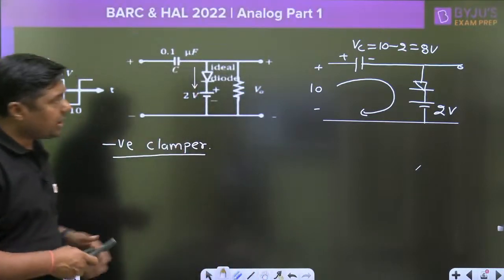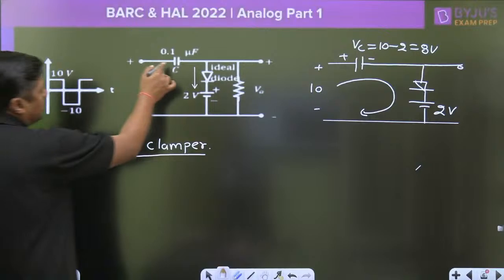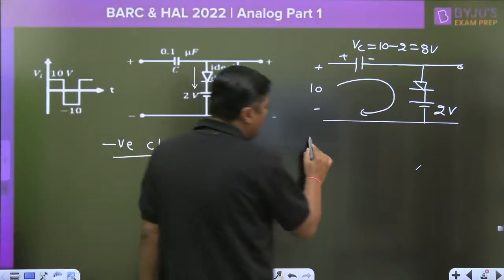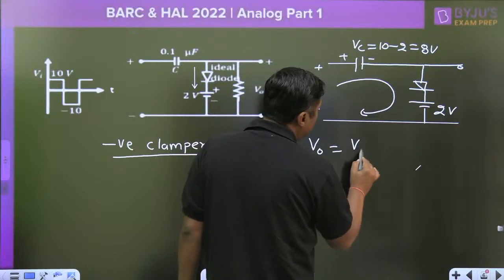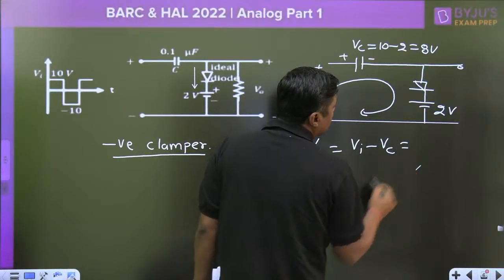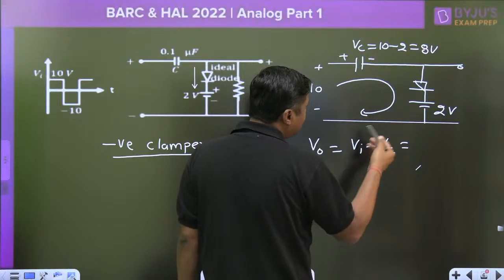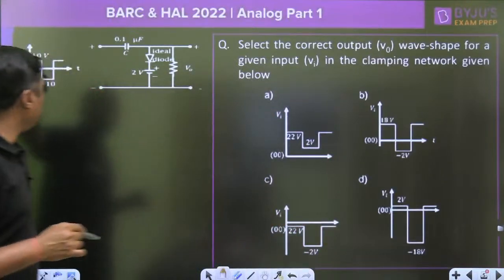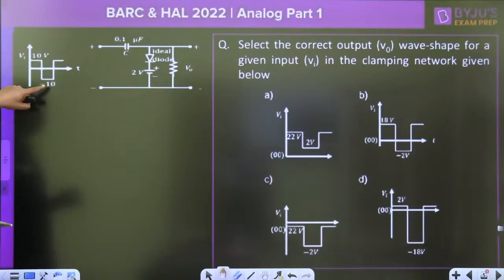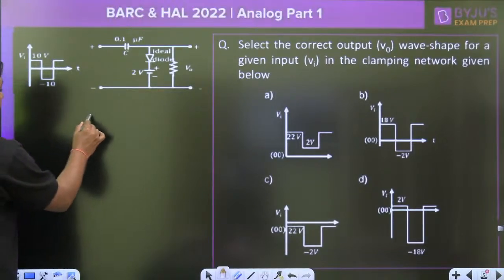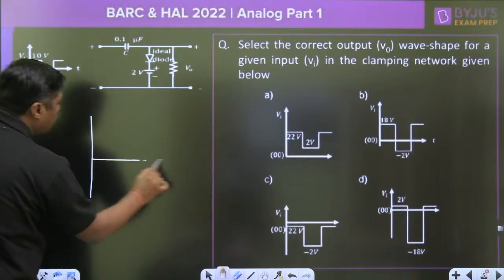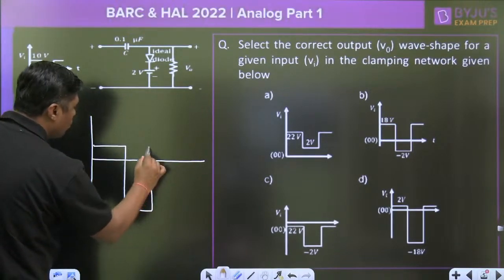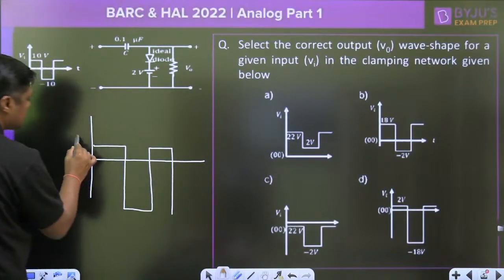तो देखो ये क्लैम्पर है, and they may ask what is the voltage across the capacitor, that is 8 volt, and what will be the output? Output is always Vi minus Vc. When we subtract the 8 volt from this, this 10 will become 2, and this minus 10 will become minus 18. That's why the output is 2 and minus 18, and that is the answer.